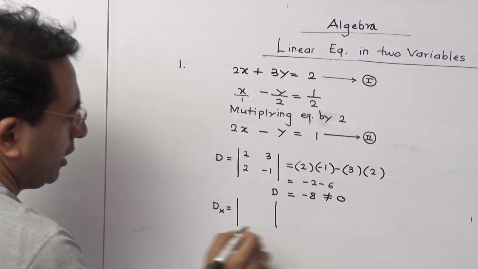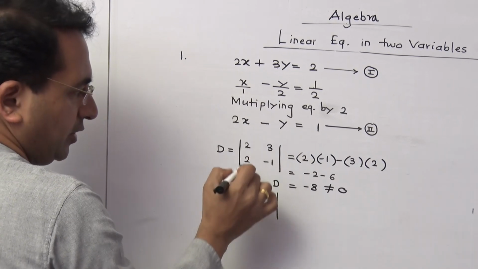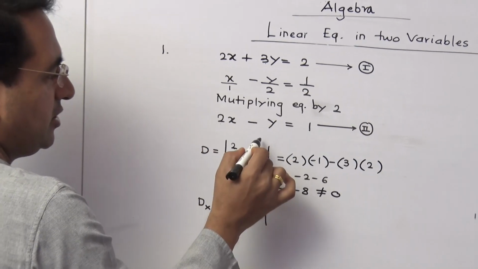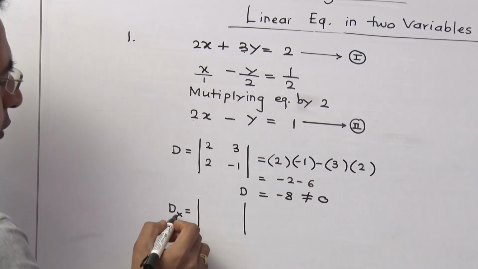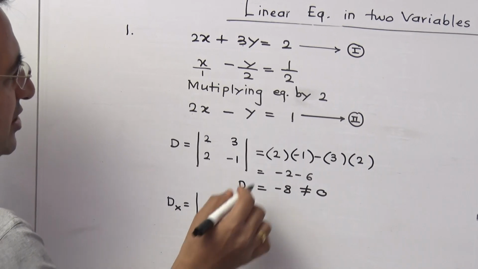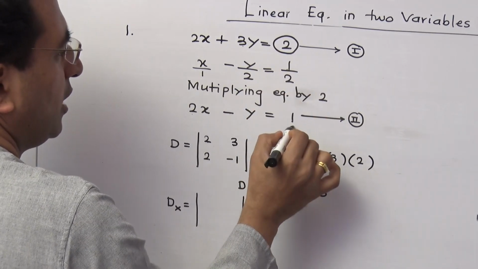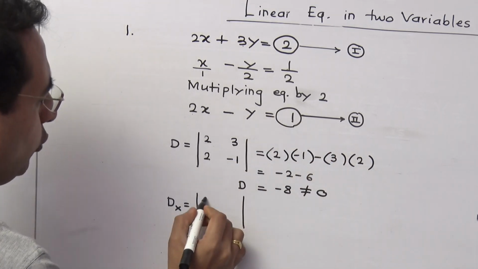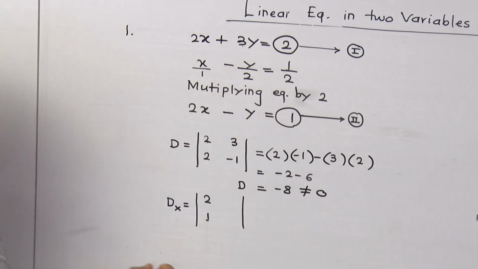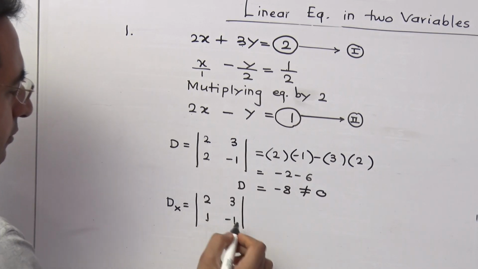Now remember one thing, now how these things are calculated. See, this column is reserved for x, this is for y. Now when you write dx, this column for x will be replaced by answers. Now these are the answers in a standard equation, 2 and 1. So I am writing 2 and 1 here. Y column will remain as it is, 3 and minus 1.